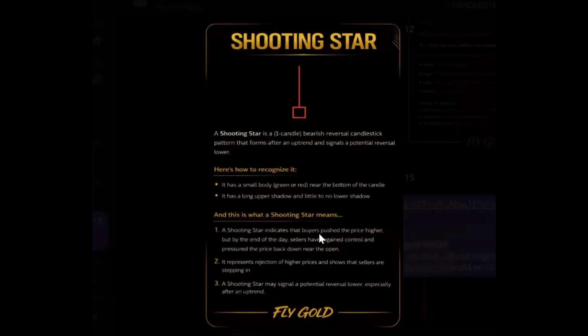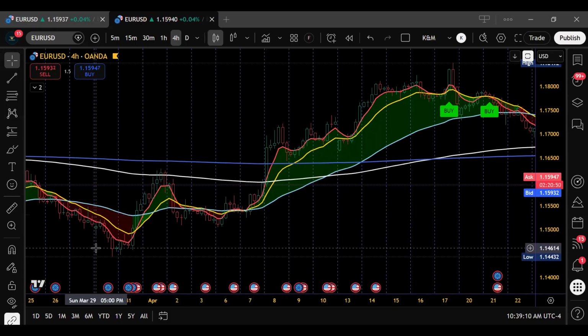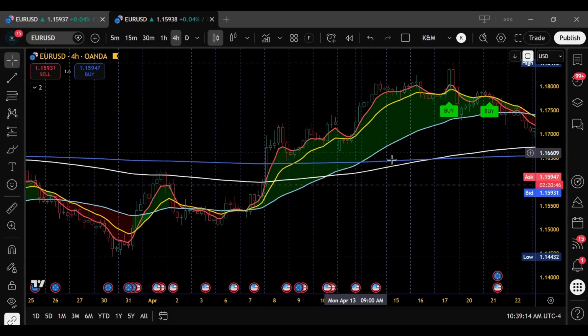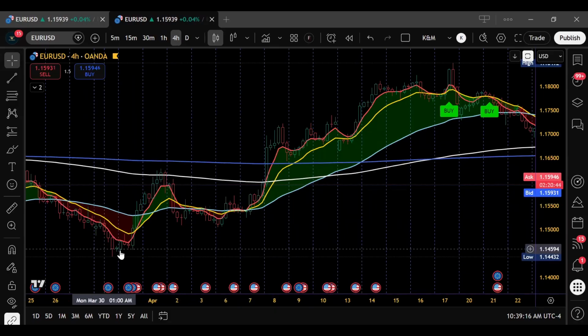A shooting star indicates that buyers push the price higher, but by the end of the period, sellers have regained control and pressure the price back down near the open. It represents rejection of higher prices and shows that sellers are stepping in. A shooting star may signal a potential reversal lower, especially after an uptrend. I'm gonna keep it right here because this is all we need. This ain't gonna be perfect, but this is everything we need.